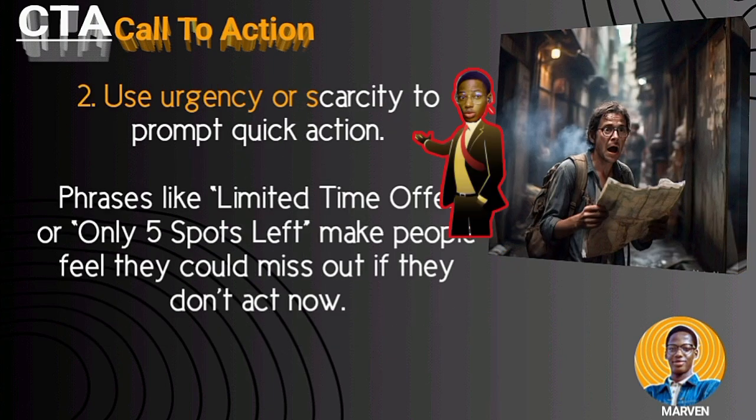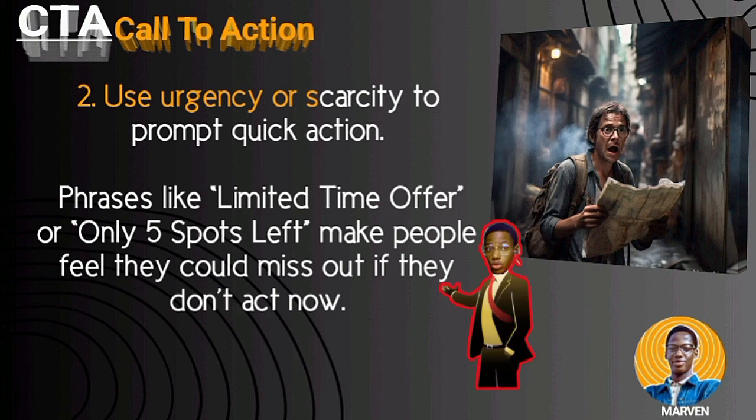The second strategy for an effective CTA is to use urgency or scarcity to prompt quick action, right? There are some phrases that you can use that will prompt your audience to take quick action. Those phrases kind of spark emotions. They create a sense of urgency, that if they don't take the action right on the spot, they stand the chance of losing something. So phrases like limited time offer or only 5 spots left make people feel that they could miss out on something if they don't act now.